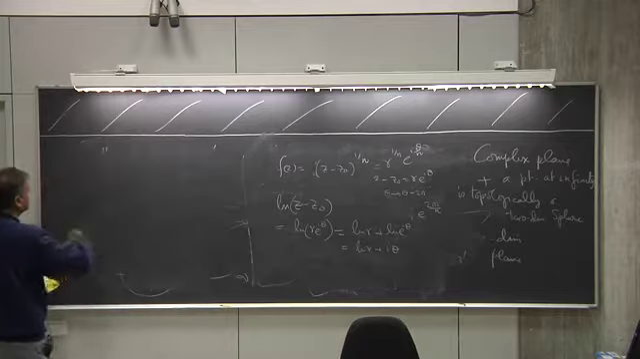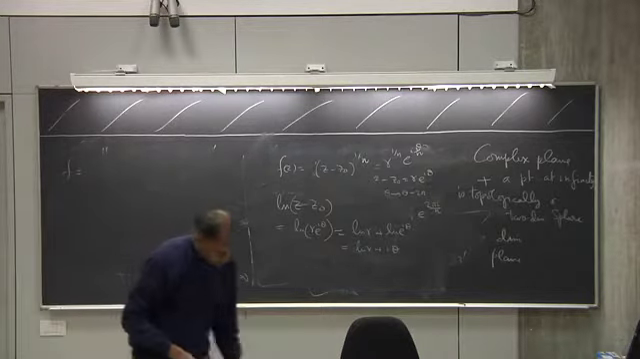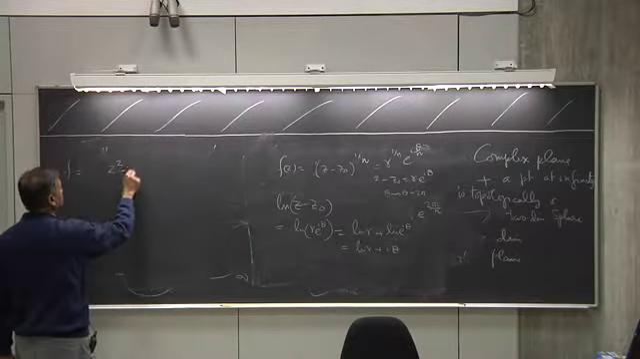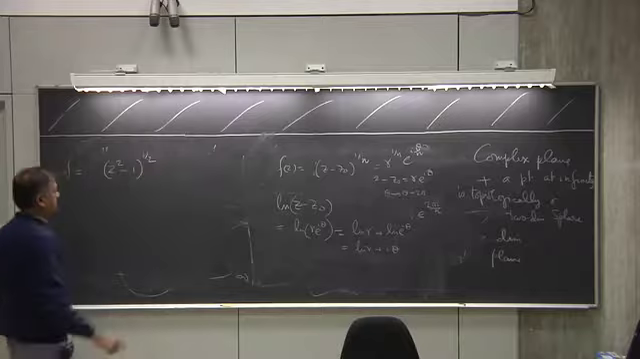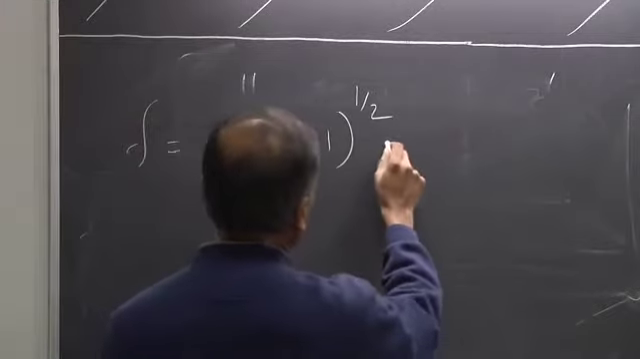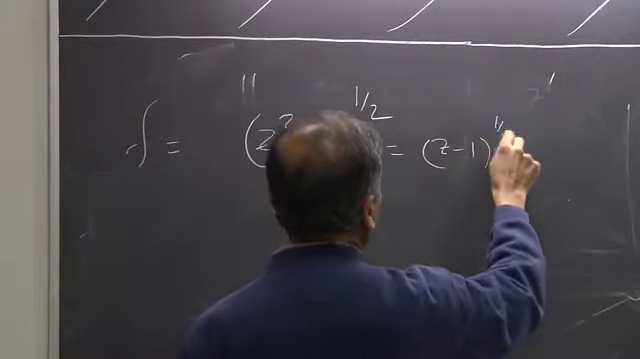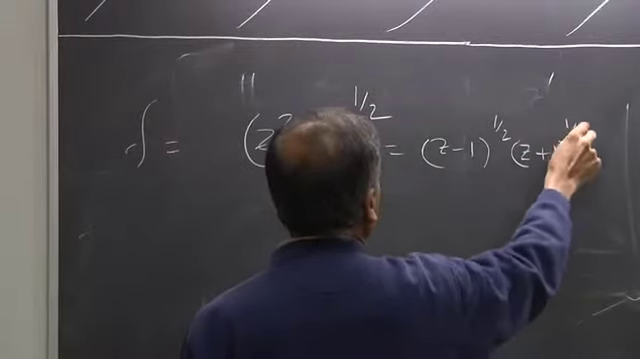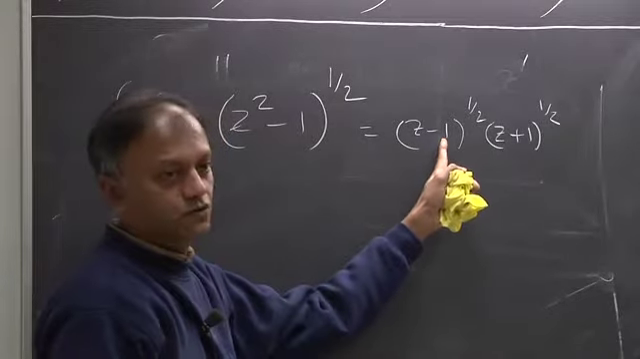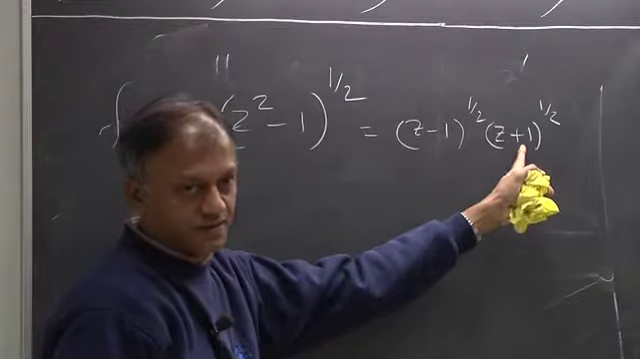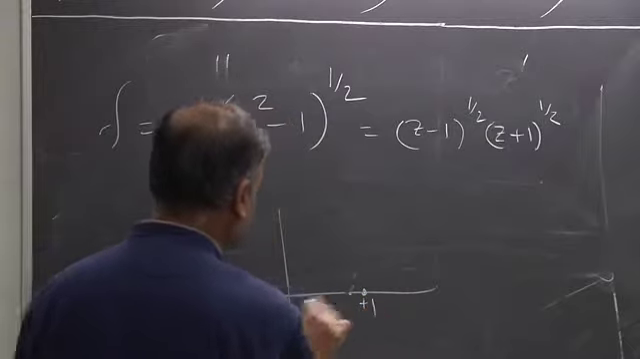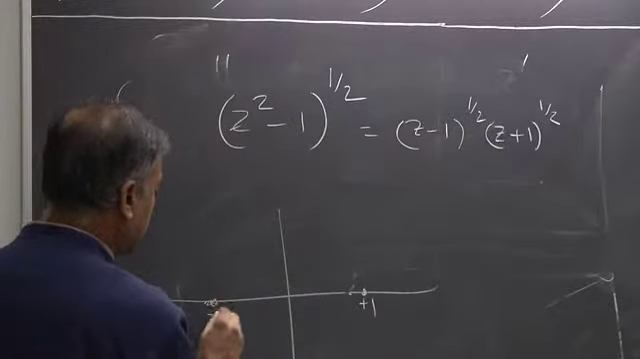So consider a function which is something like this: f equal to, let's say, (z square minus 1) to the half. So now you see this is of course (z minus 1) to the half times (z plus 1) to the half, right? Because z square minus 1 is z minus 1 times z plus 1. So it's clear from here that there is a branch point at z equal to 1 and a branch point at z equal to minus 1, right? So if you draw the plane, at plus 1 and minus 1, this function has a branch point.